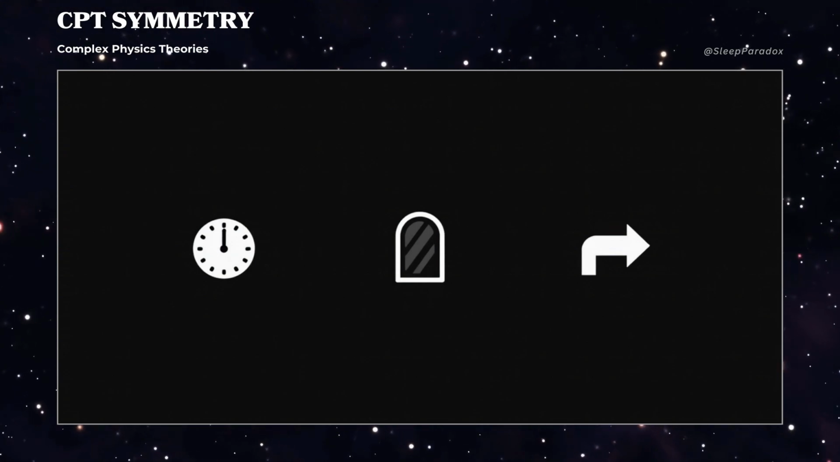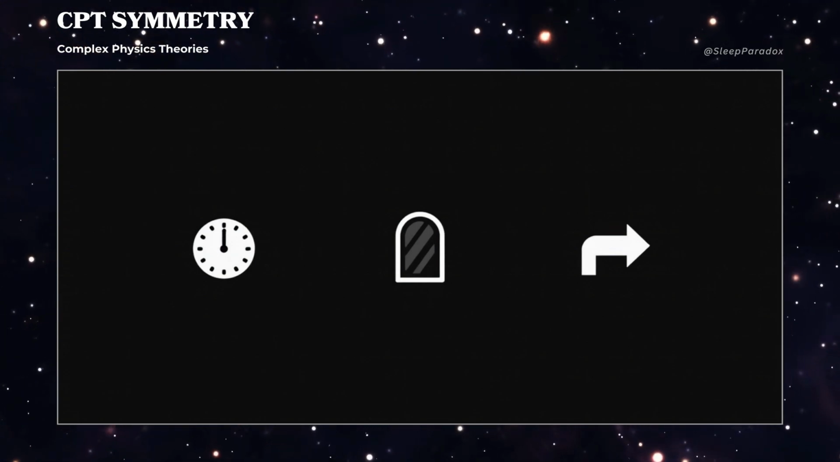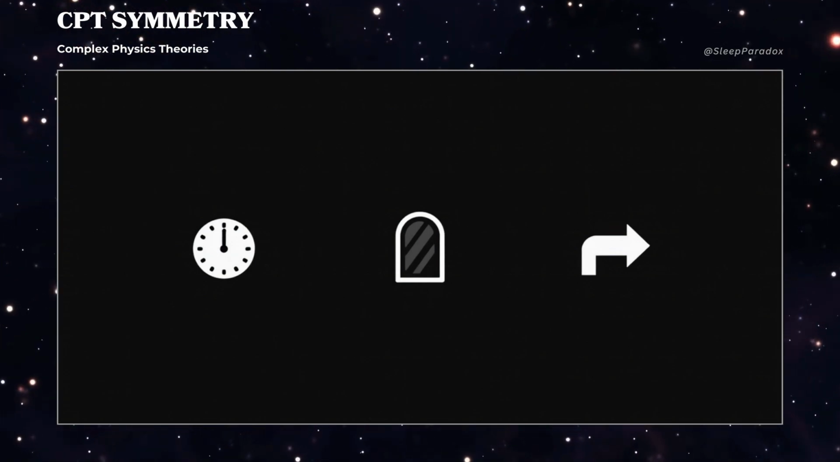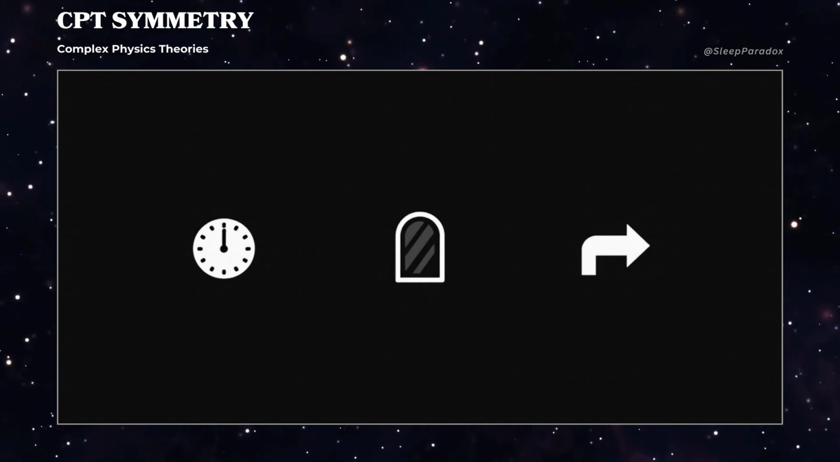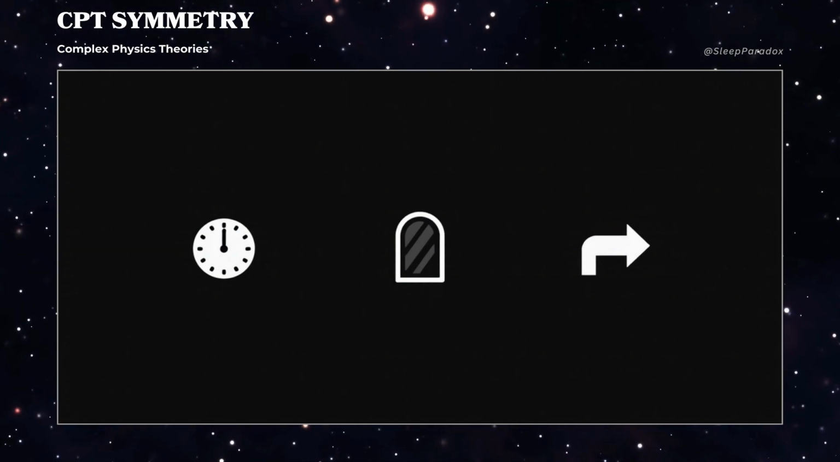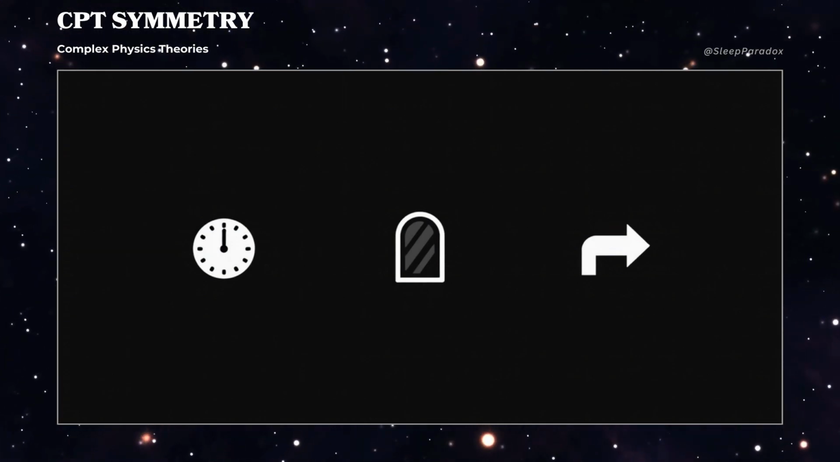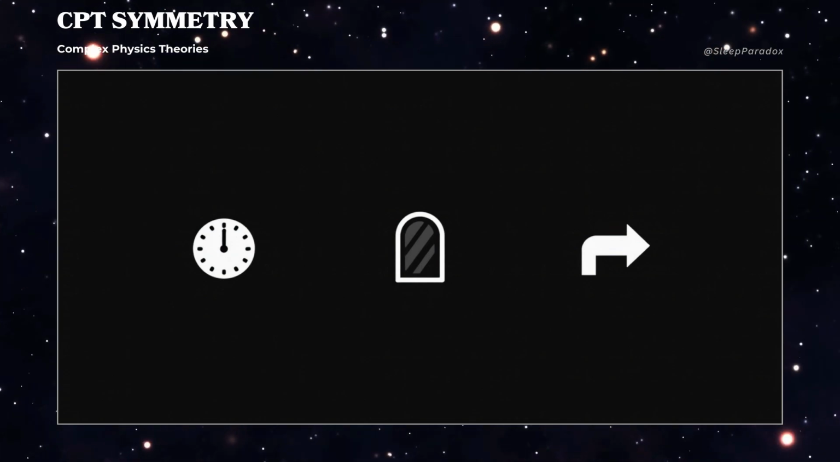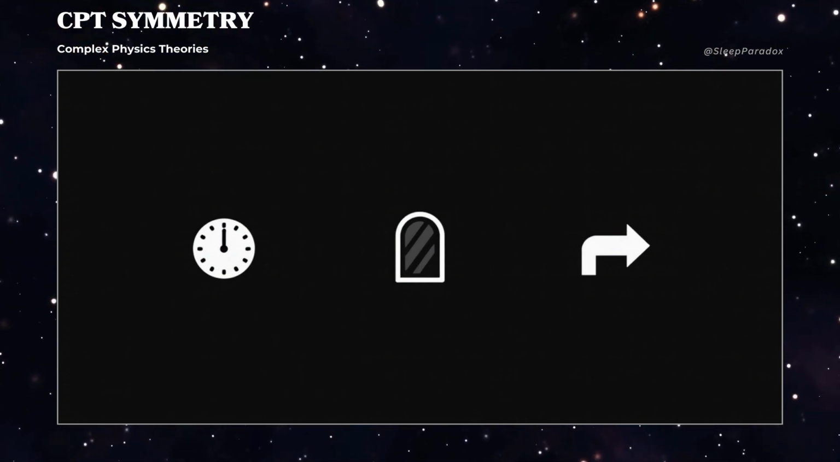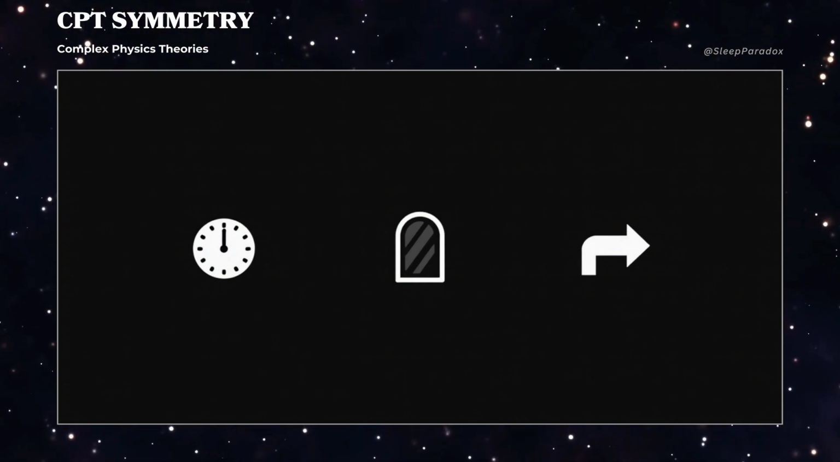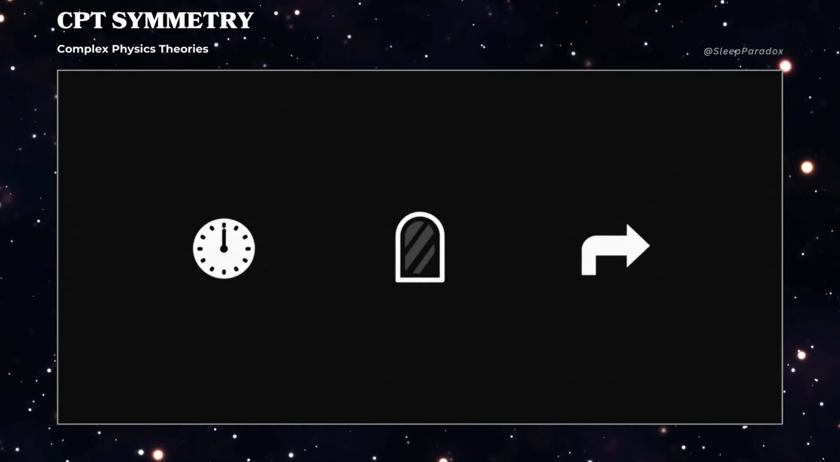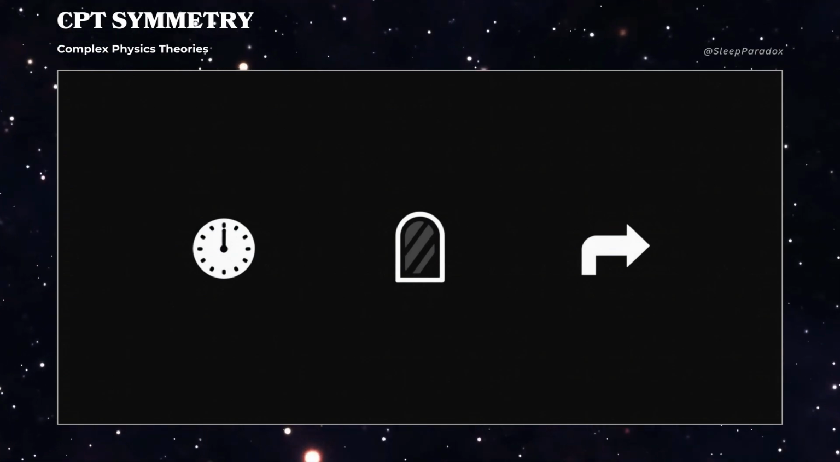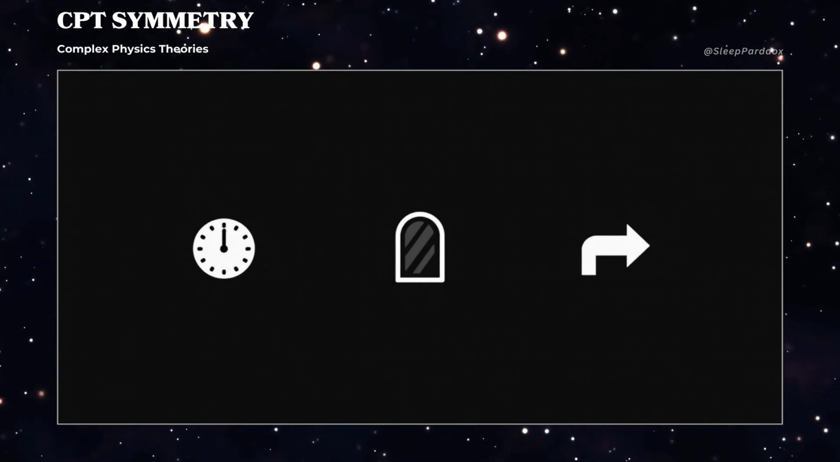C is for charge, which means switching particles with their oppositely charged counterparts. P is for parity, which means flipping the spatial coordinates, like turning a system into its mirror image. And T is for time, which means running a process backward, as if you were rewinding the universe like a film. Individually, these operations can sometimes break the rules.